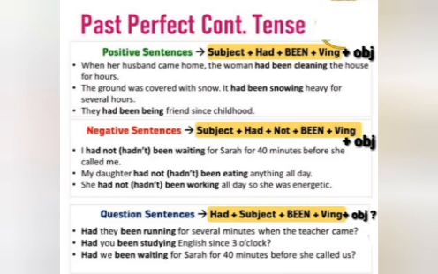Now the question form of this is had plus subject plus been plus V1 plus ing plus object. For example, had they been running for several minutes when the teacher came? Where had is from the syntax, they is the subject, been again from the syntax, running V1 plus ing form, for several minutes is the object there. Take another example. Had we been waiting for Sarah for 40 minutes before she called us?